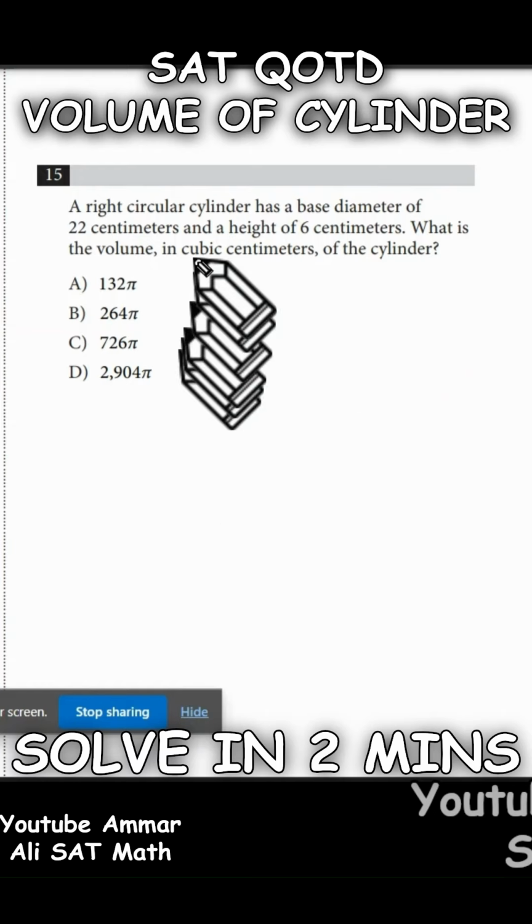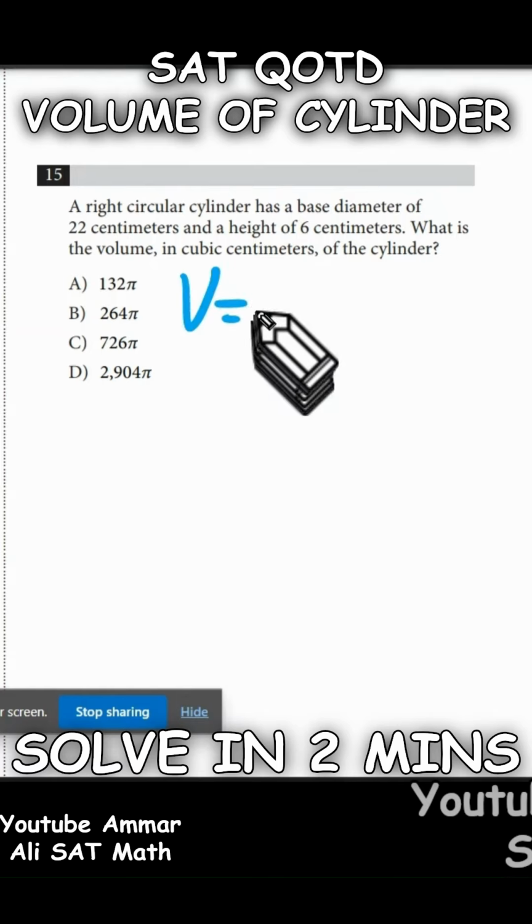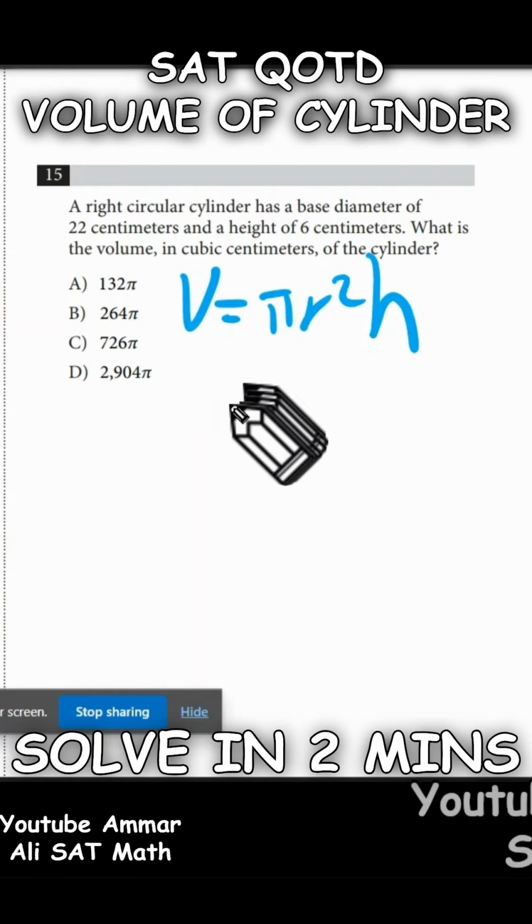15, this is basically a geometry problem. They're asking us to calculate the volume of a cylinder, and the formula for the volume of a cylinder is given to you in the references section. So I literally just pulled it from there. It's pi r squared times h, right? Where h is the height of the cylinder, r is the radius of the base, right?